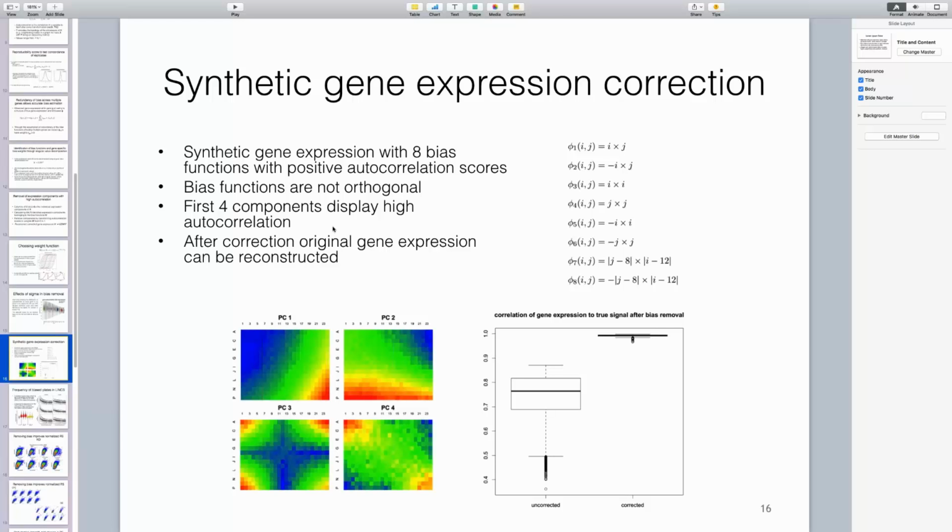After correcting the bias with the method that I explained, we can reconstitute the original gene expression nearly perfectly, right? The synthetic data is obviously easy because there are no correlations between genes to begin with. It's random data, so these bias functions are really easy to isolate. But this is the ideal case of what we try to achieve.